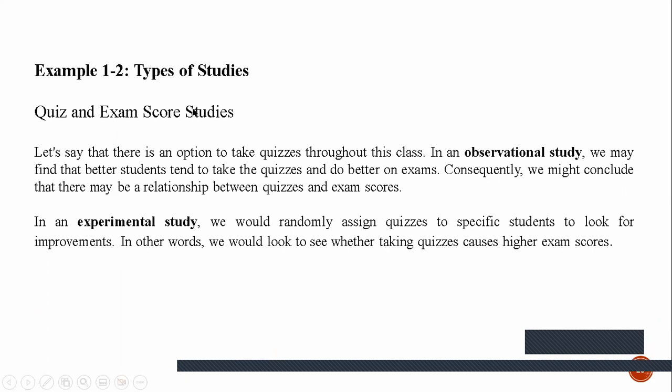Example 1 to 2. Types of studies. So what are the examples? Quiz and exam course studies. Let's say that there is an option to take quizzes throughout this class. In an observational study, we may find that better students tend to take the quizzes and do better on exams. Consequently, we might conclude that there may be a relationship between quizzes and exam scores.